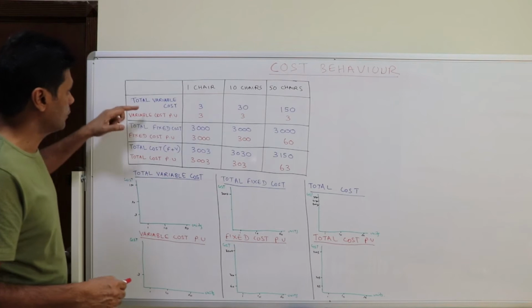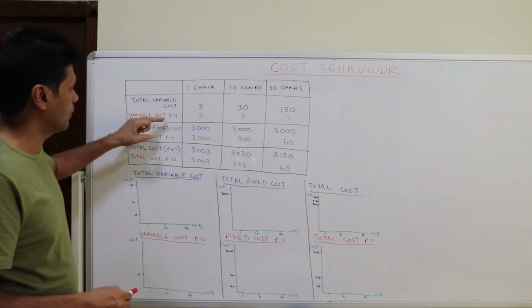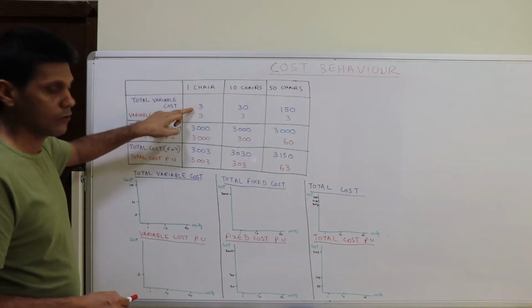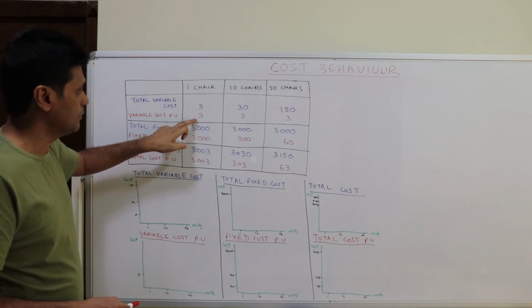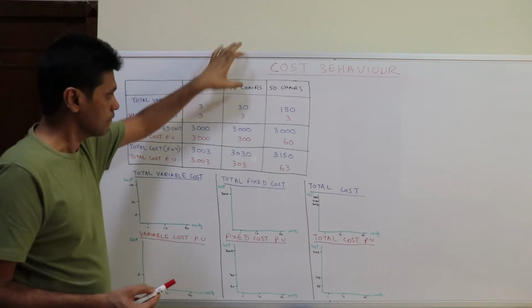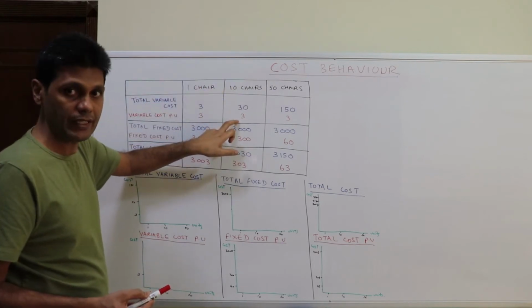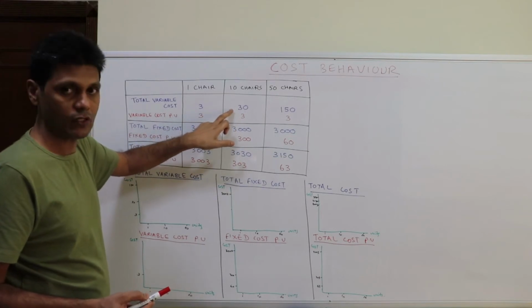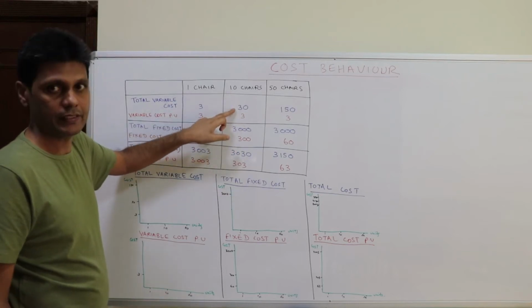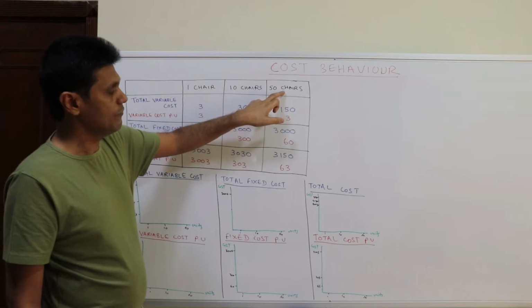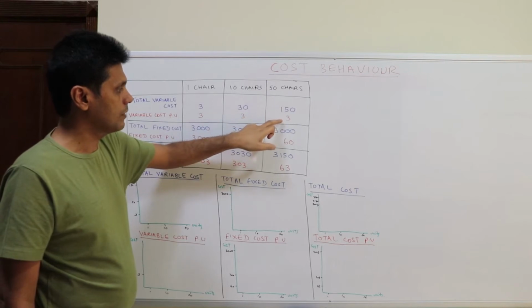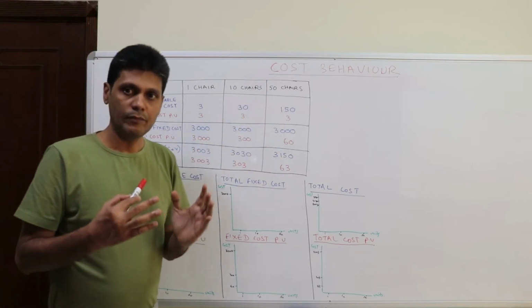Now first of all, if you take the total variable cost and the variable cost per unit, to produce one chair, the total variable cost will be 3, and the cost per unit will be 3. To produce 10 chairs, still the cost per unit will be 3, however the total variable cost will be $30. So when you multiply 3 times 10 it will be 30. When you produce 50 chairs, the total variable cost will be 150. However, the cost per unit will be 3.